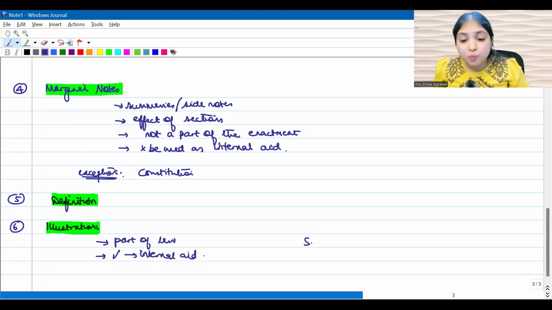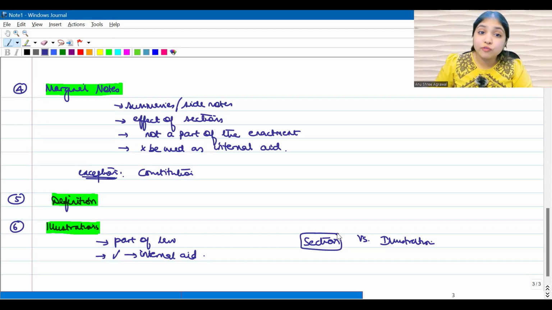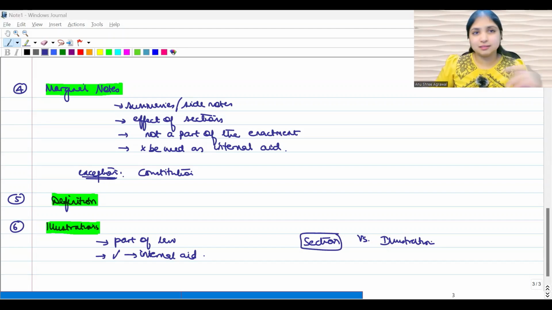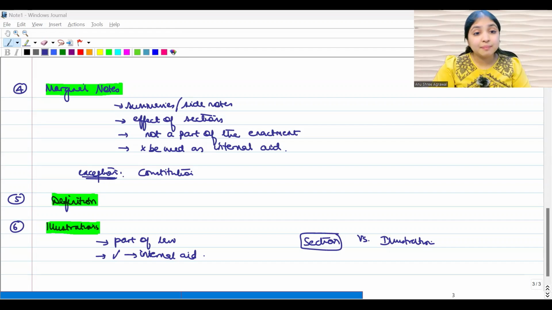But however, what if there is a contradiction? What if the section and the illustration contradict? Which of the two will you give priority? Of course, the section. The illustration cannot override the provisions. Understanding, everybody? So illustrations are a part of the law and they can be used for interpretation. But however, there is one small catch. The illustration cannot override the plain provisions of the act.